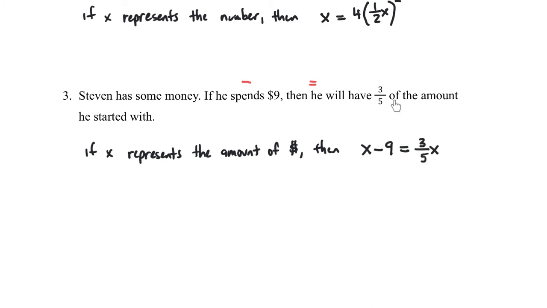The word of, that's an indicator of multiplication. That's a good one to know. The word of is an indicator of multiplication. If x represents the amount of money, then he spends $9, then he will have 3/5 of what he started with, and x is what he started with. So again, I don't expect you to be experts on this by the end of this lesson. Do the best you can, and you are going to have to master this over time, but it doesn't have to happen right away.